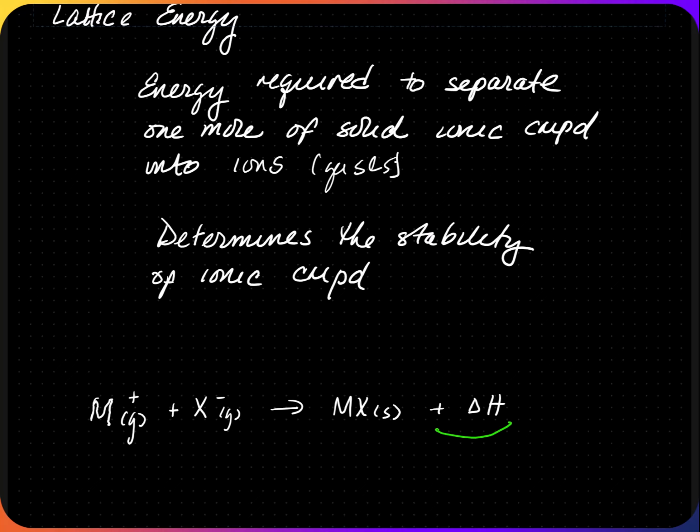So when the ions bond together, energy is released. Delta H, or energy on the product side, is exothermic. Energy on the reactant side is endothermic.